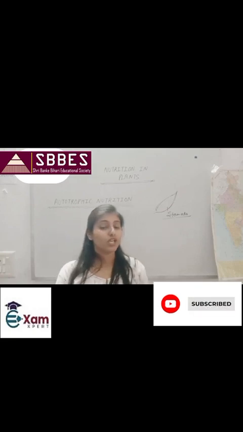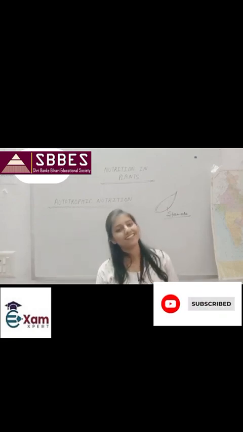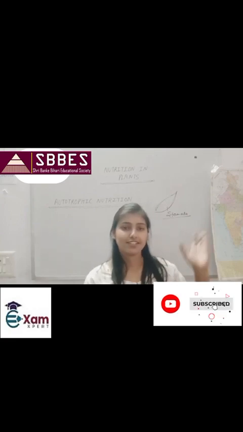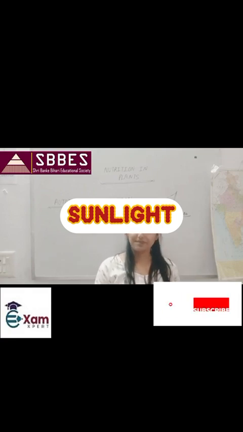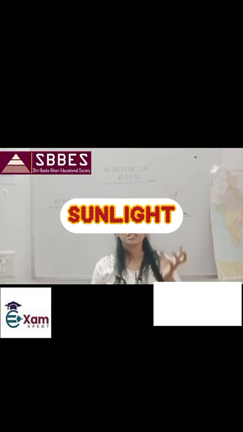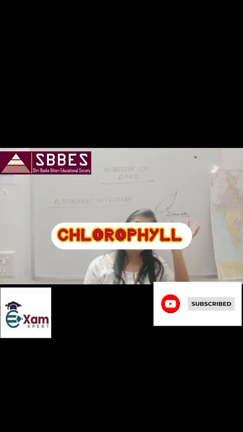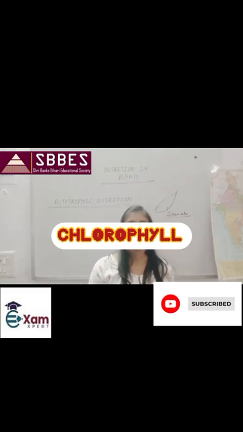Now we have two other components: chlorophyll and sunlight. Sunlight is taken from the sun, and chlorophyll is the green pigment present in plants, which works to capture the light energy from the sun. So these two components are also essential for autotrophic nutrition.